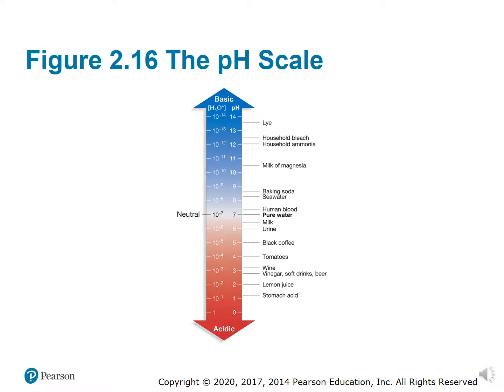If we look at figure 2.16, we see that pure water has a pH of 7. You can see in this scale here that water has a pH of 7. But if you take a look at lye, it has a pH of 14, and stomach acid and lemon juice have a pH of 1 and 2 respectively.